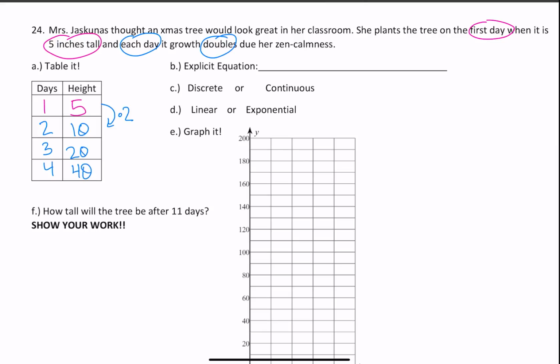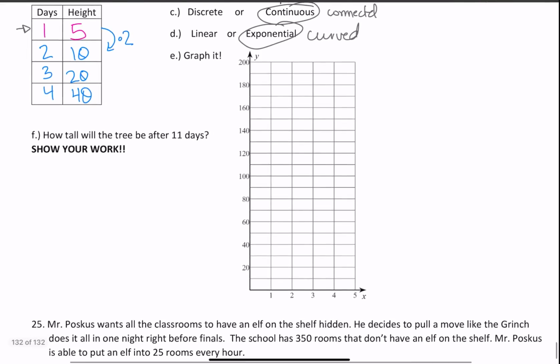So when I write my explicit equation, I got y equals, well, we started with 5, we're timesing by 2, and this is going to have an exponent, x minus 1, because we started at time 1. This is continuous because it's a tree, it's exponential because we're multiplying, so when we graph it, it should be connected and curved. So 1 and 5 is going to be about right here.